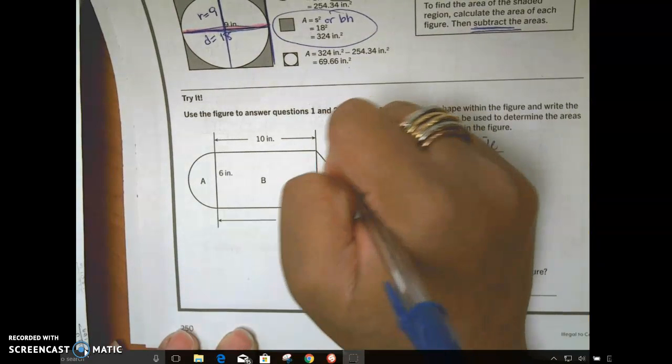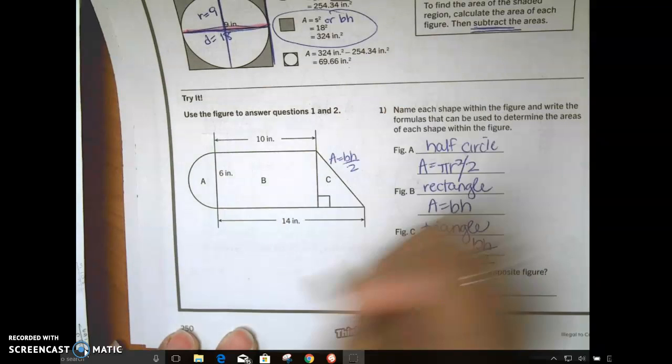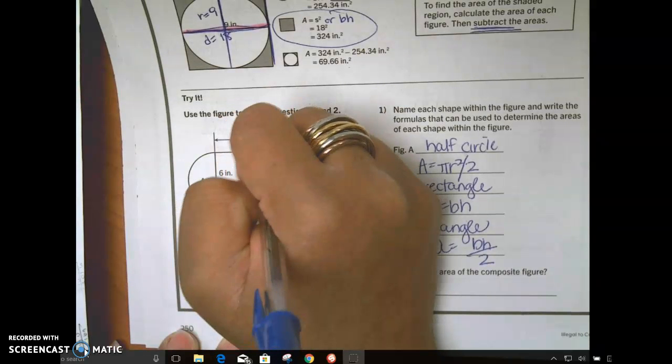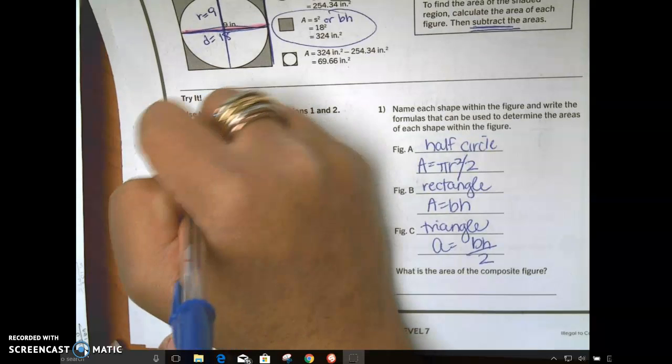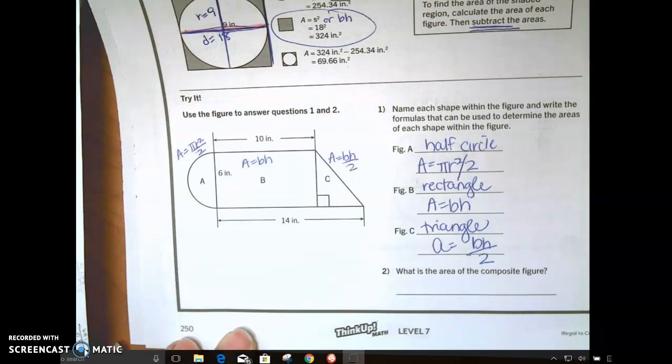So this is A equals BH halved. This is A equals BH. This is A equals pi r squared divided by 2.